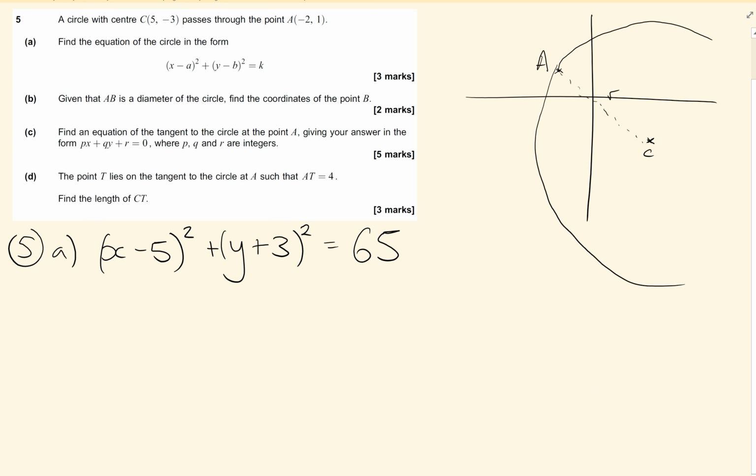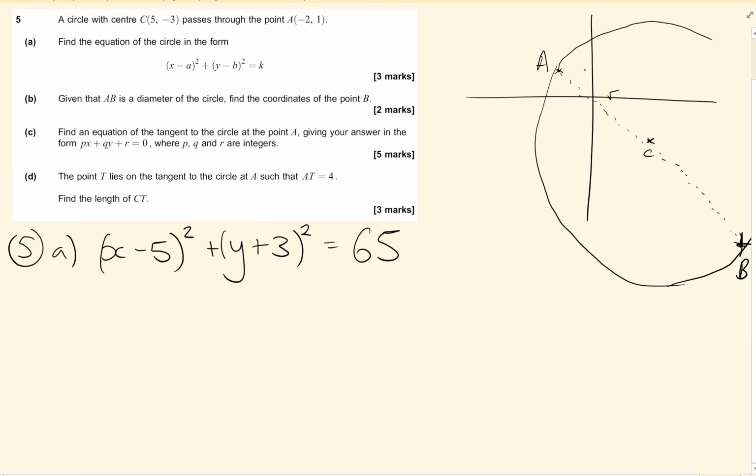Given that AB is the diameter of the circle, find the coordinates of B. So to find these coordinates of B, I'm just going to extend my diagram. It's not the best diagram you've ever seen, but we'll just put B on here as well. So we know that C is the midpoint between A and B, and that's what we're going to use to work this out.